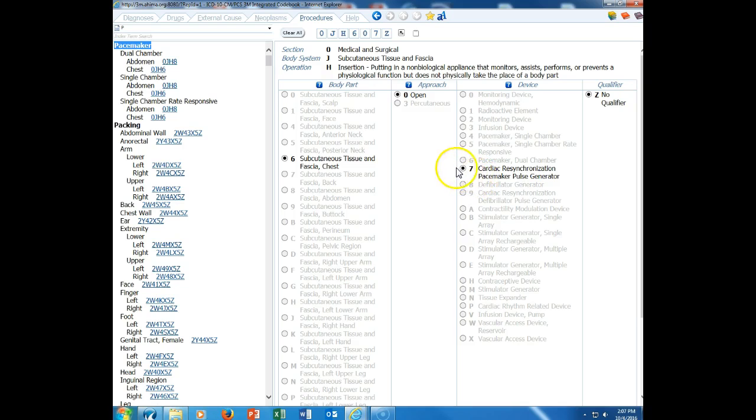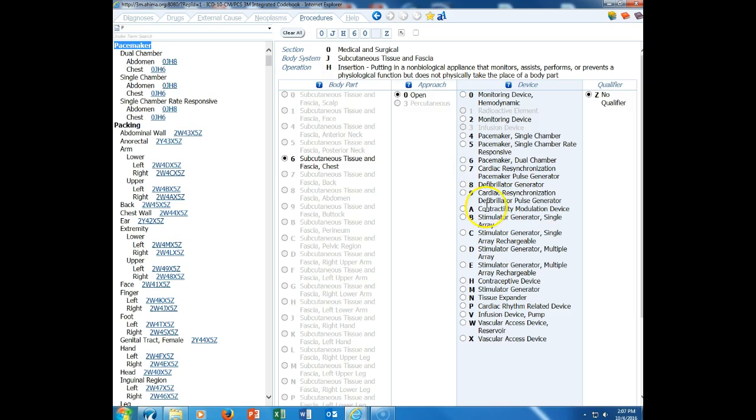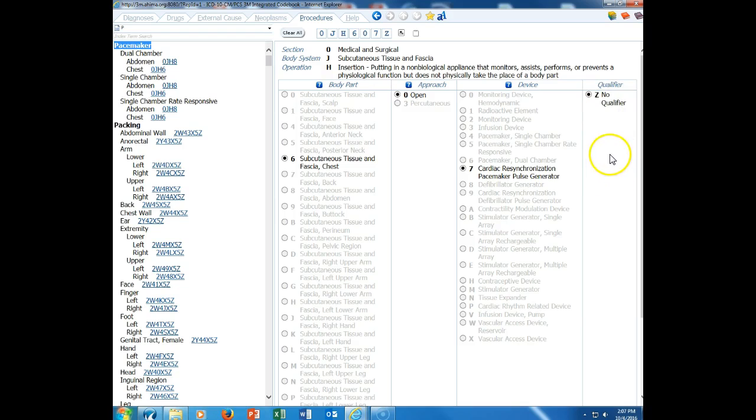It's not a defibrillator. It's not a cardiac resynchronization defibrillator. It's just the cardiac resynchronization pacemaker, and there's no qualifier. So the code for the insertion of that pacemaker is 0JH607Z.